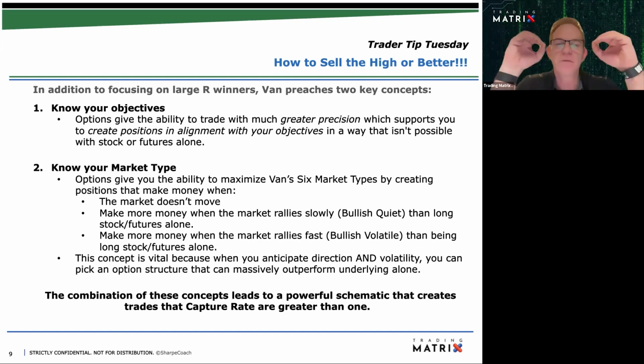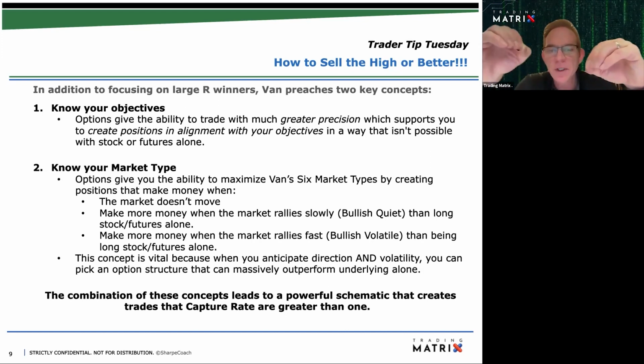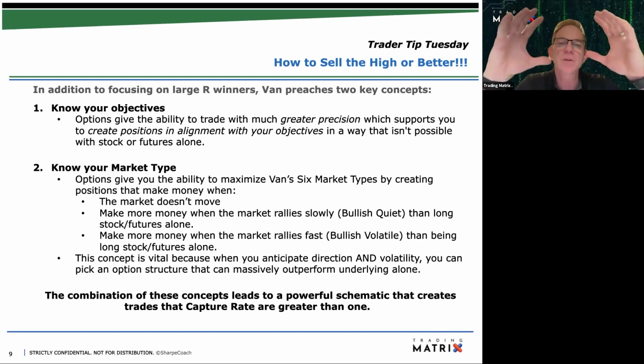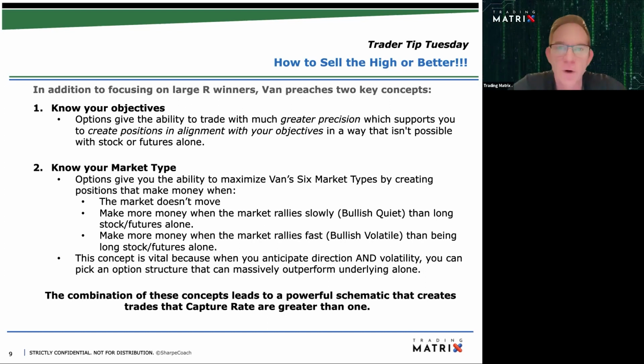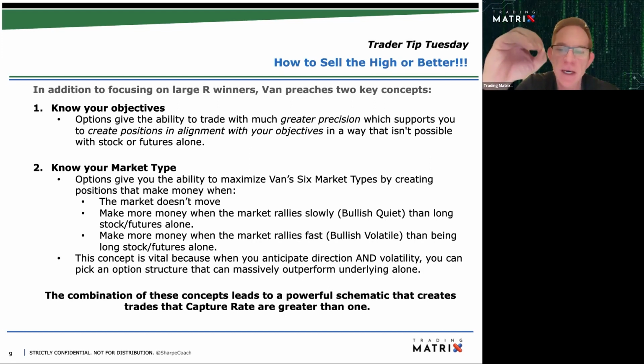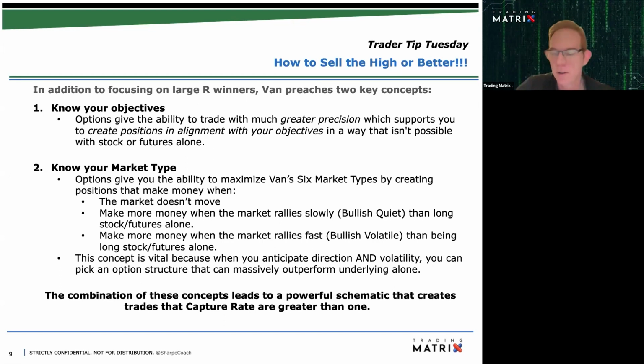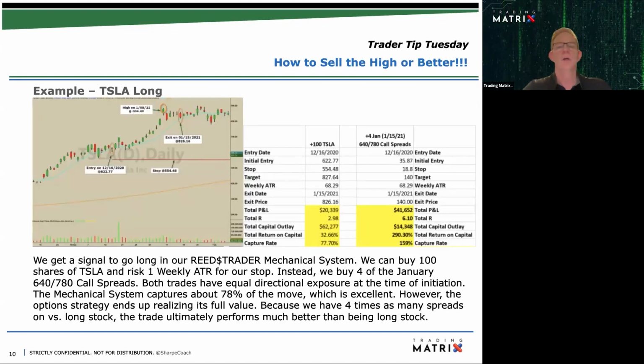This concept is vital because when you can anticipate direction and volatility, you can pick an option structure that massively outperforms the underlying alone. The combination of these concepts leads to a powerful schematic that creates trades that have capture rates greater than 1. So let me show you an example.